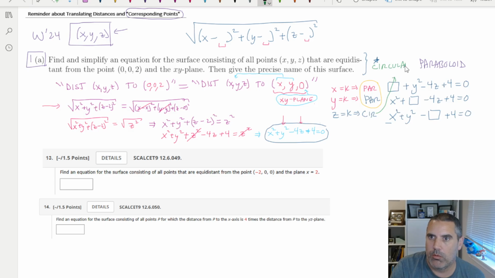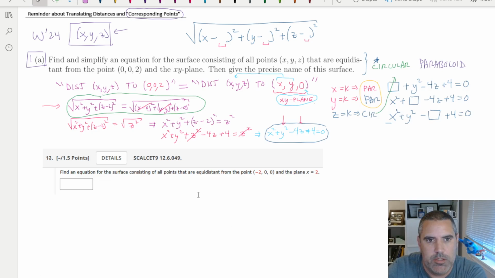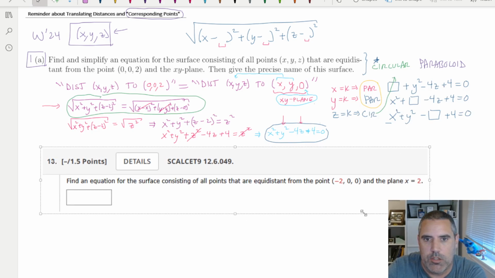Circular paraboloid. That's a reminder of how we name these things. But I imagine the question was about this translation. So since I already have them up, let's look at those two homework questions. Find the equation for the surface of all points that are equidistant from this point to this plane.